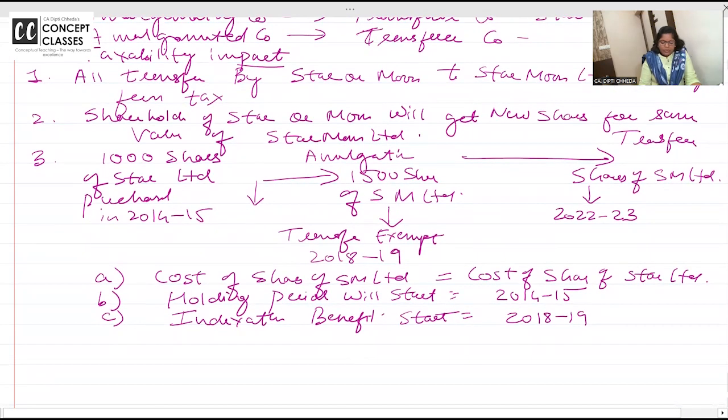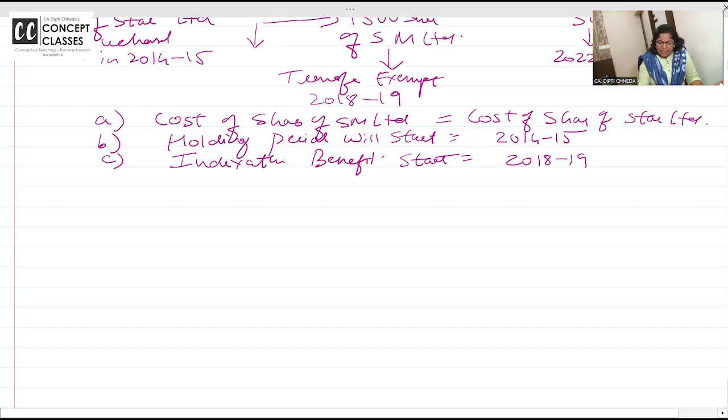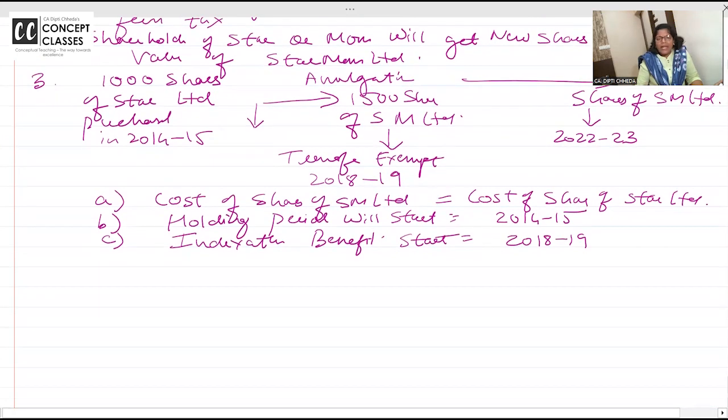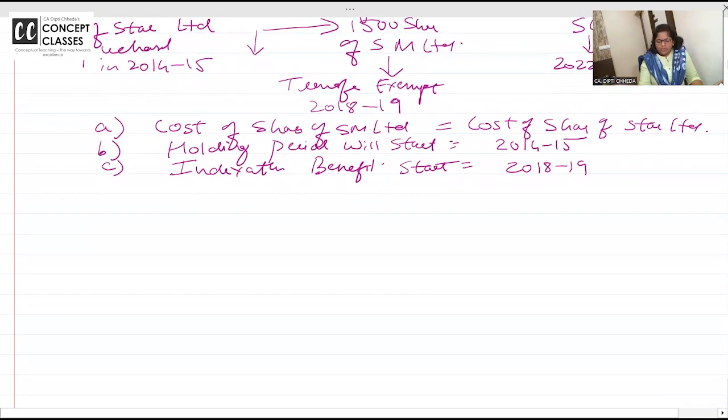Chalo. So first, second, third point is clear. Cost of shares of SM Limited will be the cost of the shares of Star Limited. Holding period will start from 14-15, but indexation will start from 18-19. Some books are saying indexation will start from 14-15. Going by our material, I am taking it as 18 and 19, and logically, that is correct. Now, can you calculate the routine capital gain for the shareholder who has sold the shares of SM Limited?